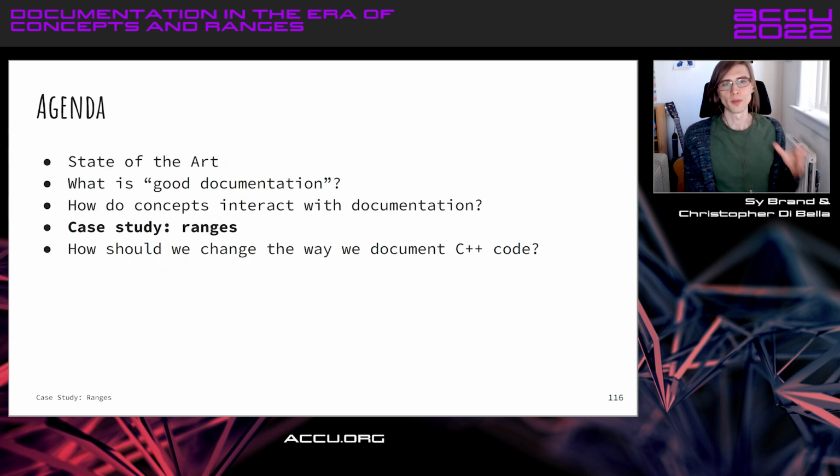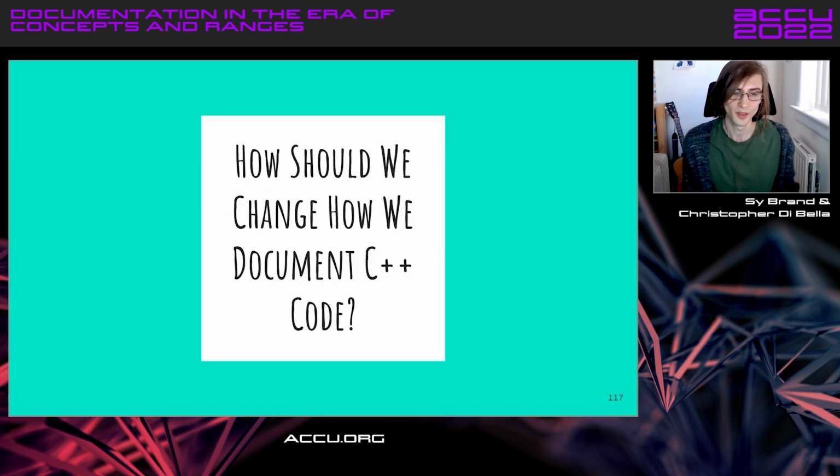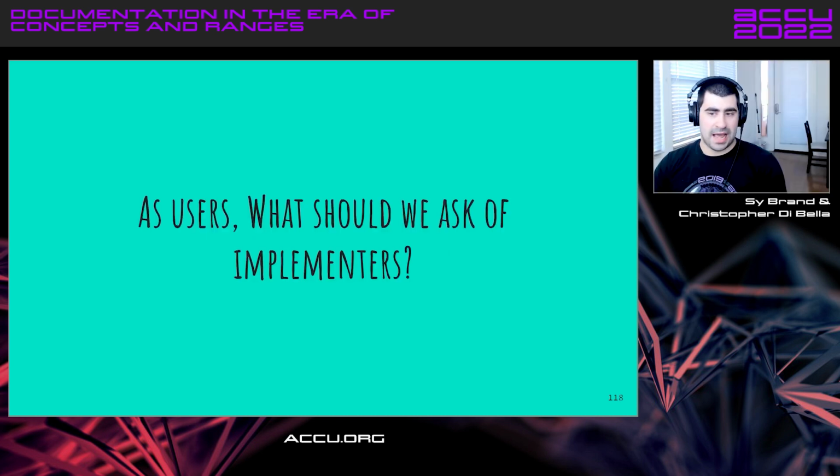Given all that we've talked about, how should we change the way that we document C++ code? Chris? So as users, what should we be asking of our implementers?